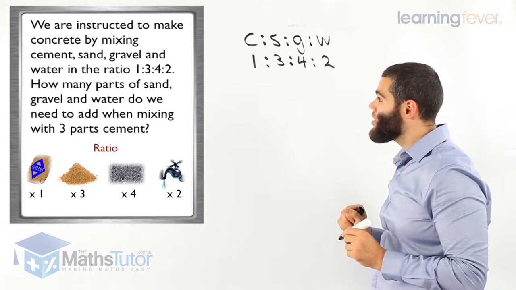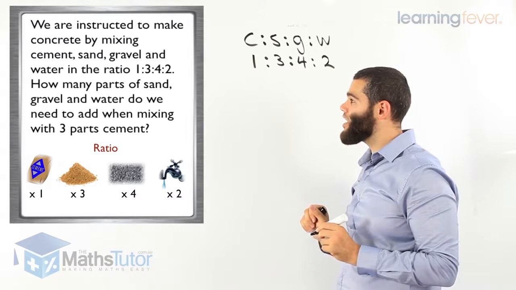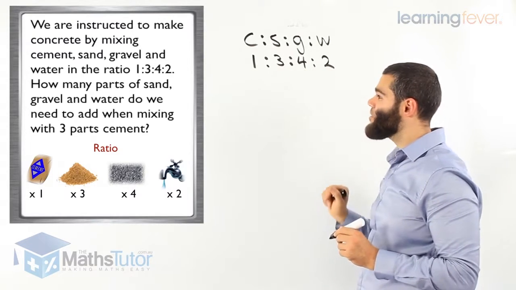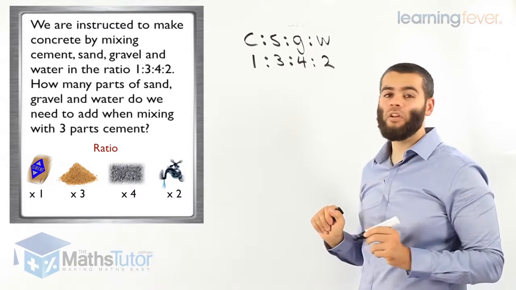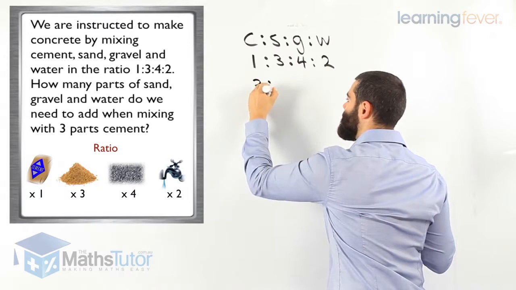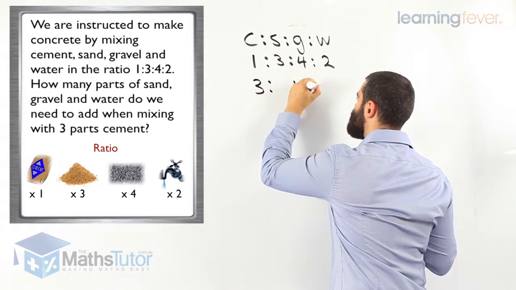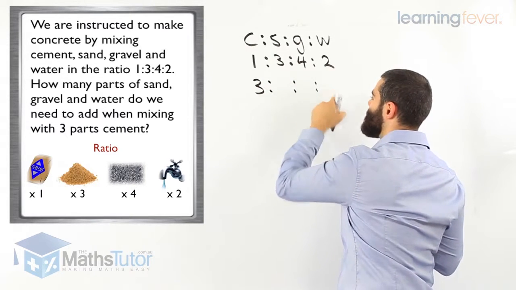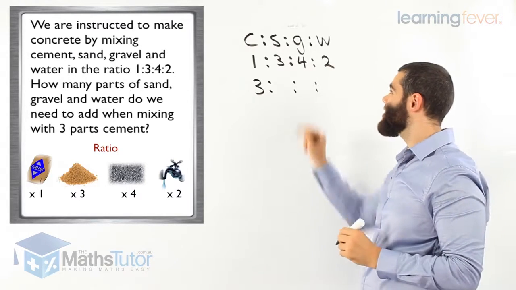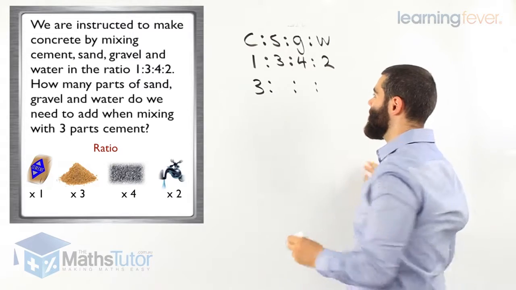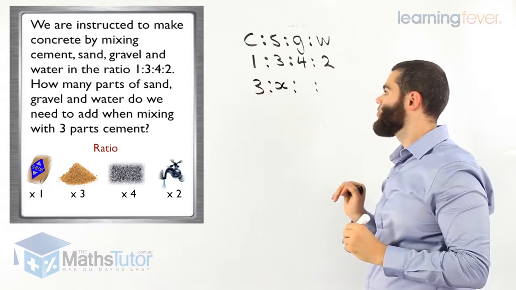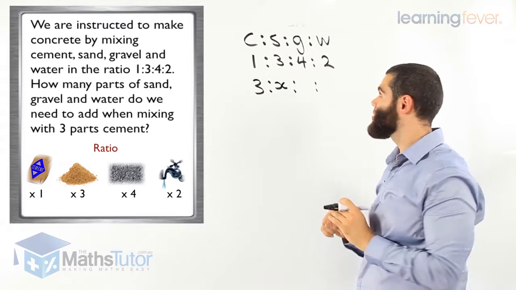We are told how many parts, so we need to find how many parts of sand, gravel and water when mixing 3 parts cement. So cement is 3. We need to find the other 3 ingredients. We'll do one at a time. Let's start with the sand. Again, let's call it X.